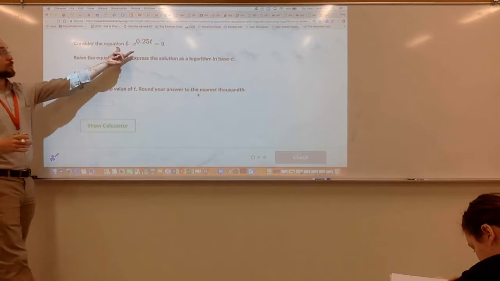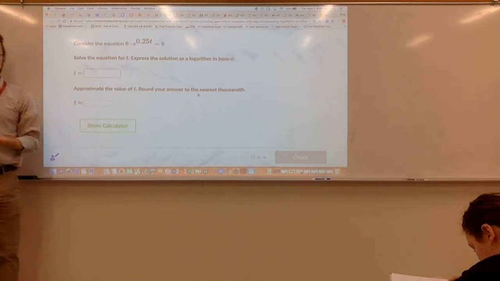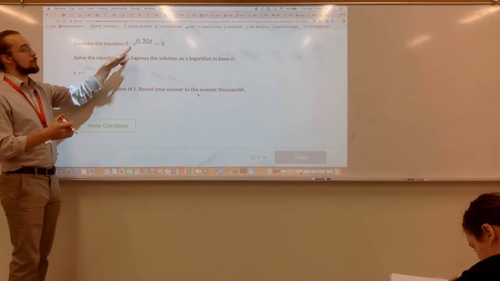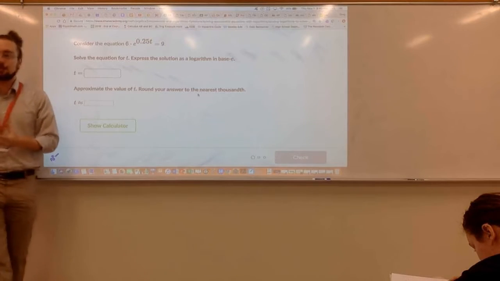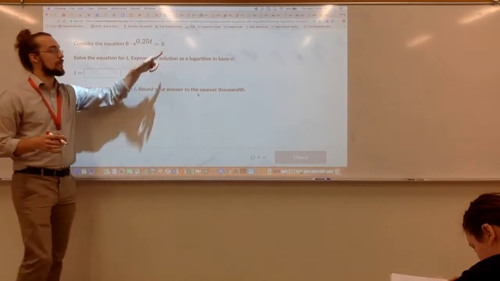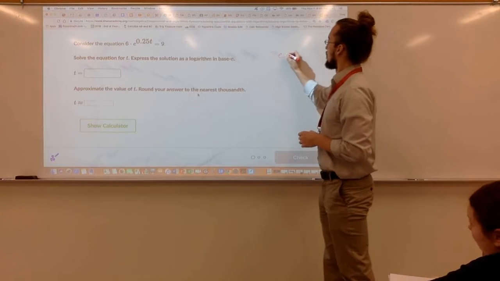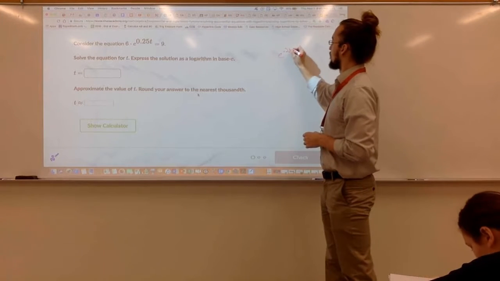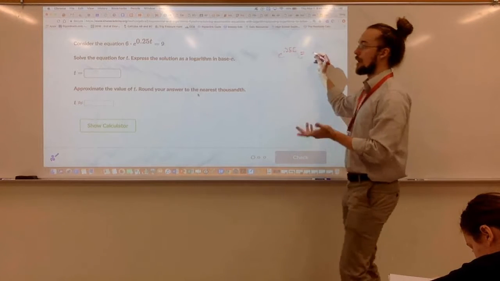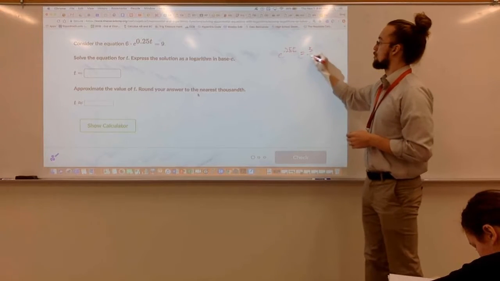So we want to solve these exponential equations. First thing I have to do to solve something like this is get the exponential by itself. So I would divide both sides by 6. So I'll just rewrite that over here. So I'll have e to the 0.25t equals 9 over 6, which just reduces to 3 halves.